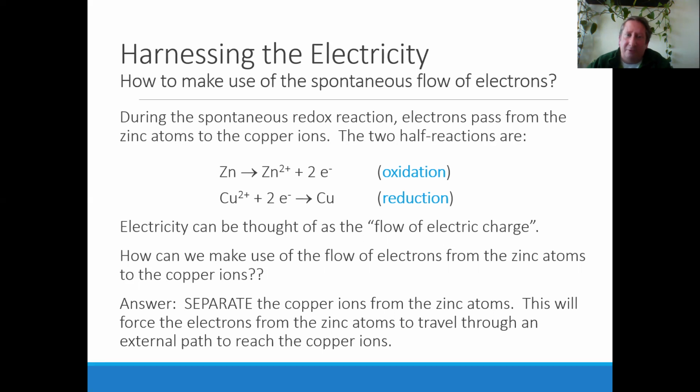So what we need to do is separate the copper ions from the zinc atoms. In other words, don't put the zinc metal strip directly into the copper solution. But we have to provide a path. We have to provide a way for zinc atoms to send their electrons to the copper ions. So the key is to separate them and provide a pathway for the electrons to go from zinc to the copper. What we're starting to describe right there is what's called a voltaic cell or a battery.